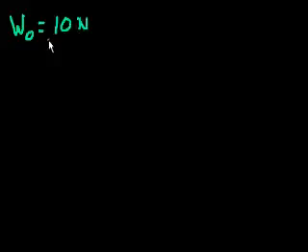Let's say that I have some object, and when it's outside of water, its weight is, I don't know, 10 newtons. And let's say when I submerge it in water, I put it on a weighing machine in water, its weight in water is, I don't know, 2 newtons. So what must be going on here?